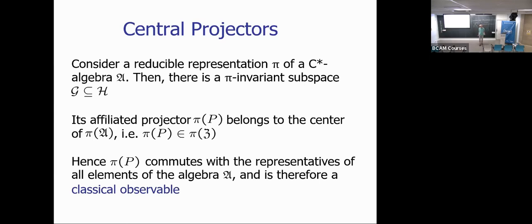And then, of course, we already knew what we have seen 2 days before, I think, that in any case, there is an invariant subspace. There's a projector mapping onto the subspace. And now it's straightforward to prove that this projector, or so to say, the operator mediating the projection in the representation space, belongs to the center of the generated representation of the algebra. And therefore, the operator corresponding to this projection commutes with the representatives of all the elements of the algebra, and the conclusion is it must therefore be a classical observable. So for reducible representations, we get classical properties.